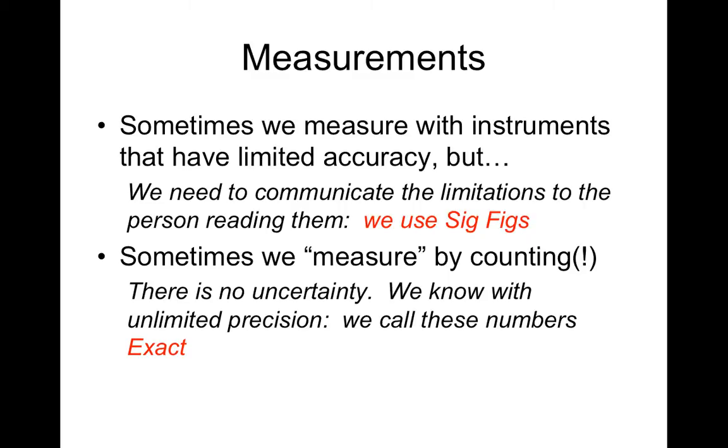Okay, so measurements. It's important to appreciate that sometimes when we measure, we use instruments that have limited accuracy, but we need to communicate the limitations. We use sig figs, but sometimes we measure by counting, and in counting there's no uncertainty. We know things that we count with unlimited precision, and we call these numbers exact.